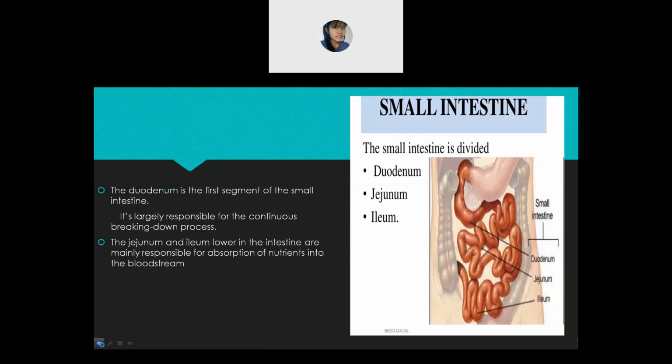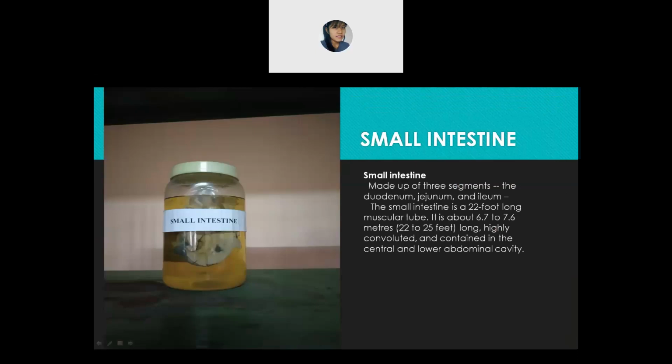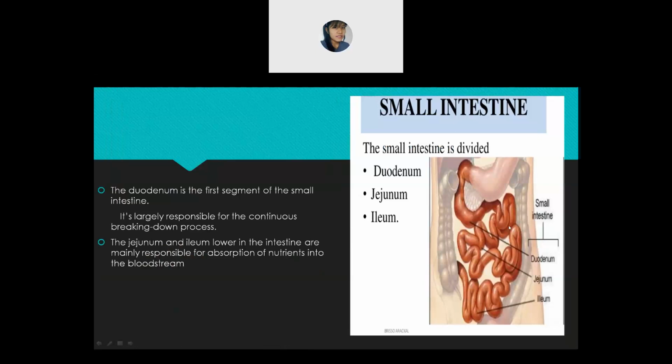So the small intestine, what is the length? 22 feet. It is a long muscular tube, and if you convert into meters, it is about 6.7 to 7.6 meters long, and it is convoluted. Convoluted means what? Convoluted means it's not straight. It's twisted, you can say. Convoluted means it's twisted in this form.